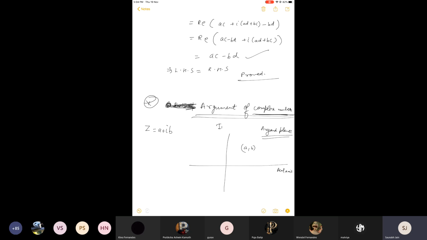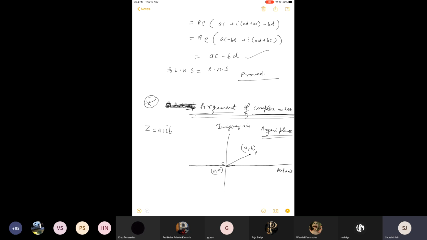Now what to do? We have this point in the Argand plane. Another point which has to be considered is the origin. Now, what is argument? Listen very carefully. You have this complex number, you have the origin. Join both of them. And now consider the positive real axis. Why am I saying positive real axis? Because this is the positive direction, this is the negative direction.